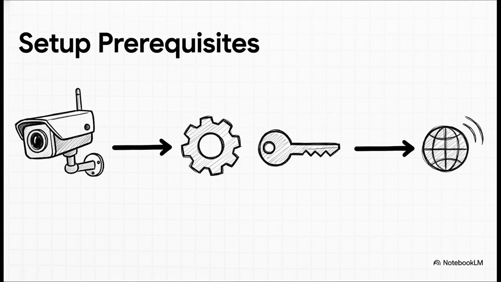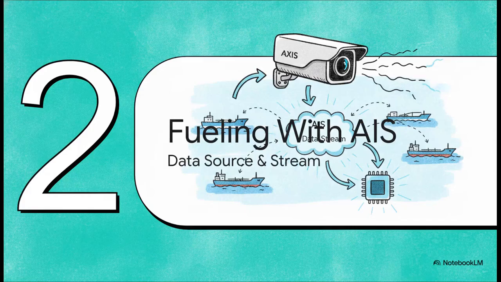Before we set sail, let's quickly go over your tech stack to make sure everything runs smoothly. You'll need an Axis camera running CamScripter version 1.5.3 or newer. To get that physical movement, you'll need a PTZ camera, so pen, tilt, zoom, or CamSwitcher if you're bouncing between static views. You'll also need a totally free API key from aisstream.io and basic outbound internet access. That's the whole shebang. Moving right along to Section 2, Fueling the Tracker with AIS.